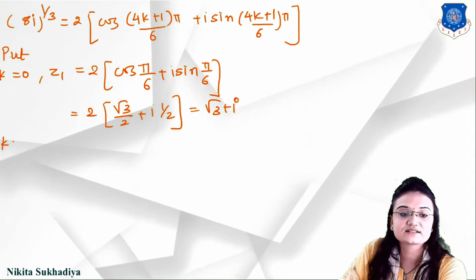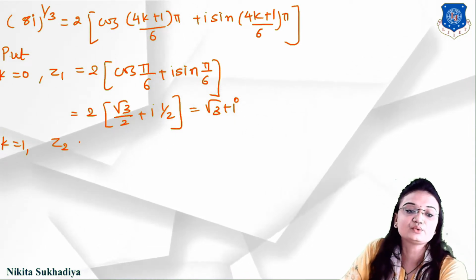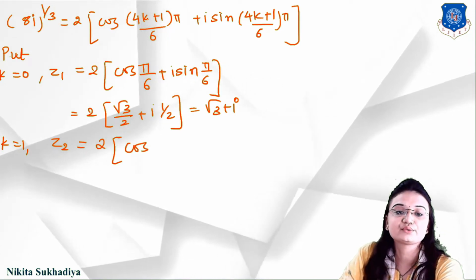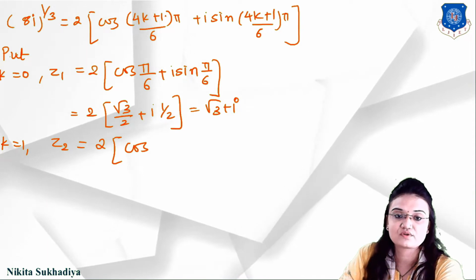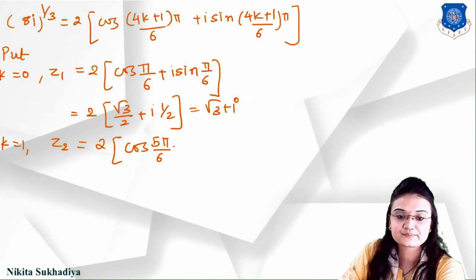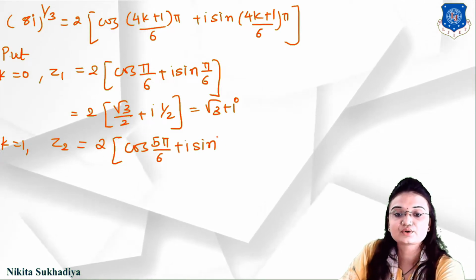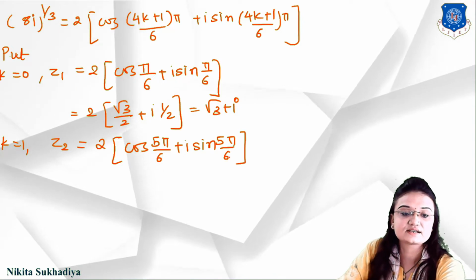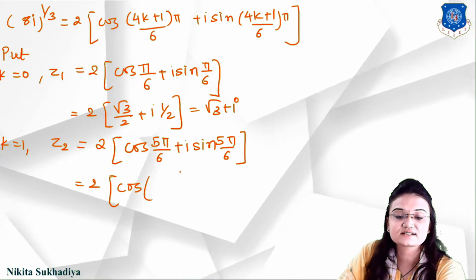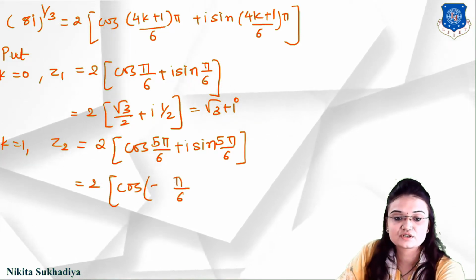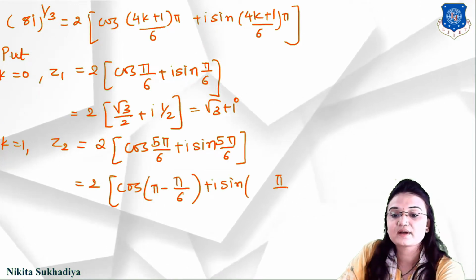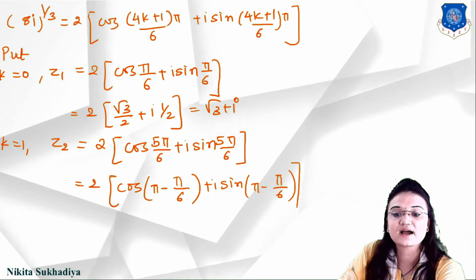Okay, now put k is equal to 1. So we will get z2 is equal to 2 cos. Put k is equal to 1 here. So we will get 4 plus 1, that is 5 pi by 6. So this is cos 5 pi by 6 plus I sin 5 pi by 6. Okay, now this is 2 cos 5 pi by 6 is nothing but pi minus pi by 6 plus I sin pi minus pi by 6.